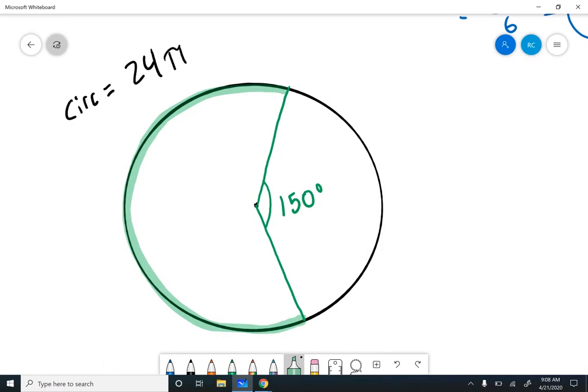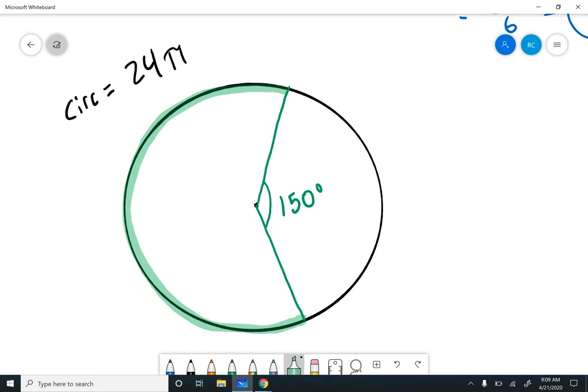So I'm going to say that the circumference of this circle is 24 pi, 24 times pi. There's a reason for that. In the next video, we will remind each other of what pi is and where it comes from and why it's used to find the circumference of a circle.